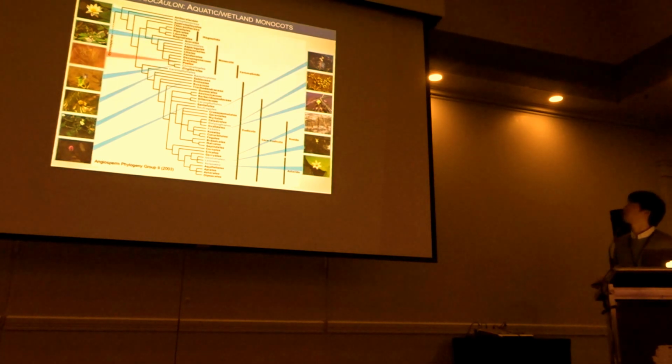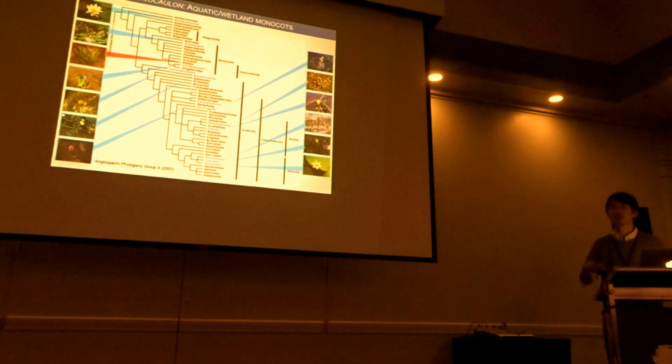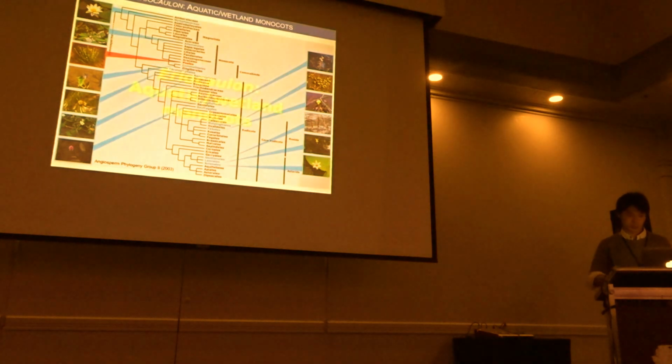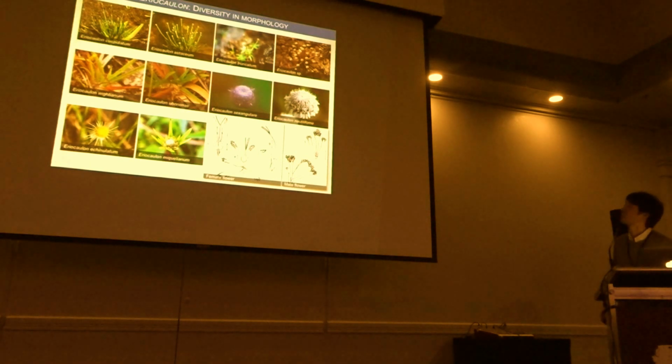Today's focus is on the genus Eriocaulon, which belongs to Poales. Most of the species of Eriocaulon have a terrestrial form, as wetland species, but sometimes you can see species that have an aquatic form, let's say with submerged leaves, which I'll explain later. So Eriocaulon is aquatic and wetland. Let's see how the species look.